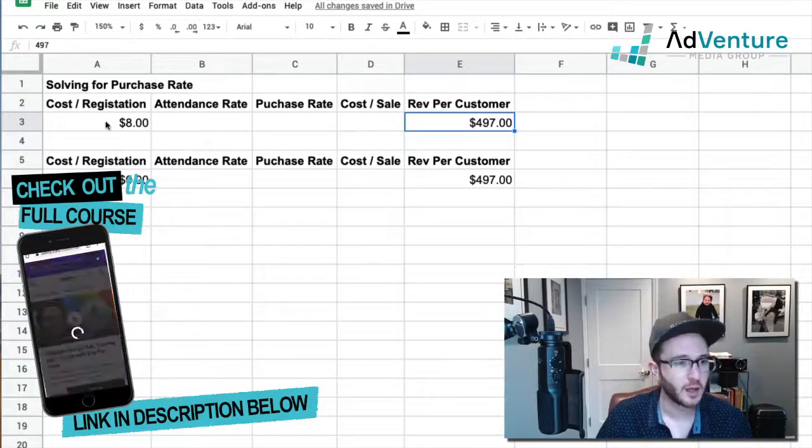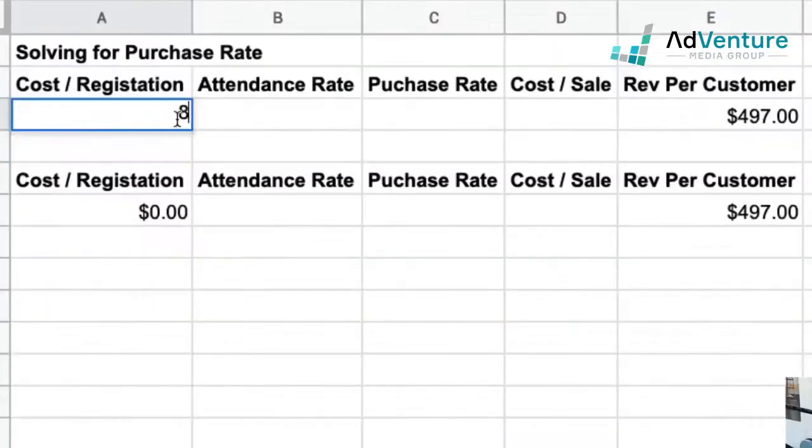I don't want to get way late here. So you have your cost per registration, and we were holding at $19.85. Now I don't know my attendance rate.